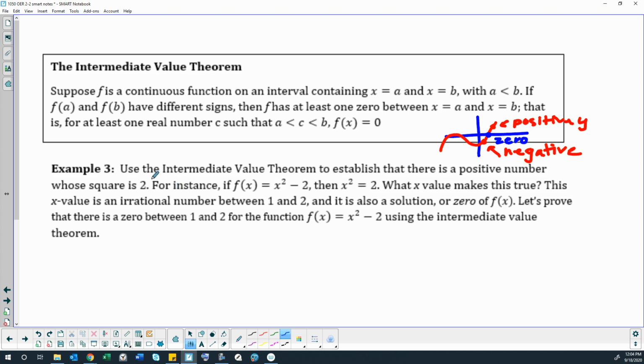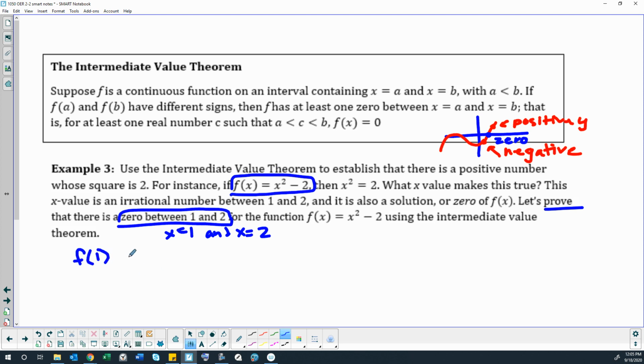Okay, so let's go ahead and use this to show that there is a 0 between 1 and 2. So here's the function, f of x equals x squared minus 2, and we are going to use the intermediate value theorem to prove that there is a 0 between x equals 1 and x equals 2 for this function. All we have to do to prove that is plug in numbers.